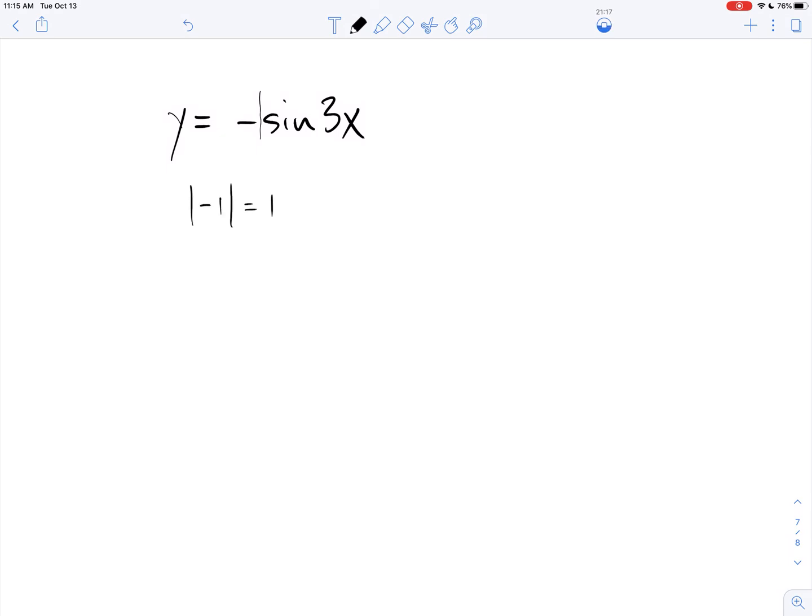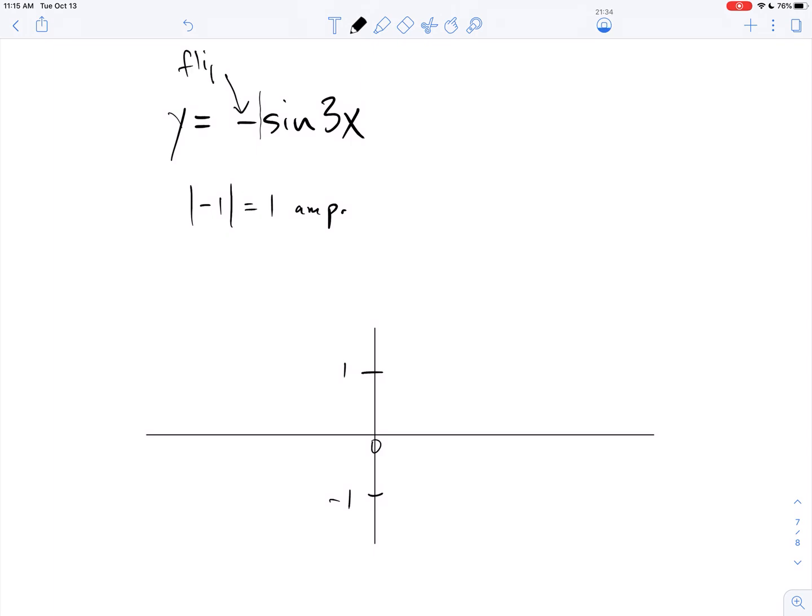My amplitude is always the absolute value of that. So they say my amplitude here would be 1 unit. So I go up 1, I go down 1, 0 in the middle. But this thing does tell me that I am going to flip my graph. That's what that guy means.